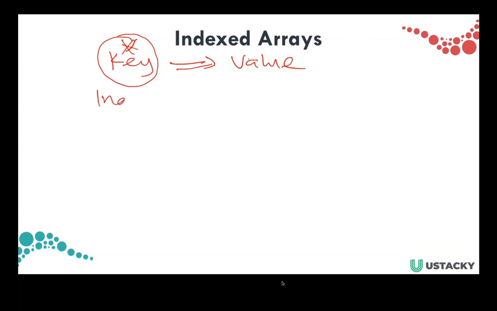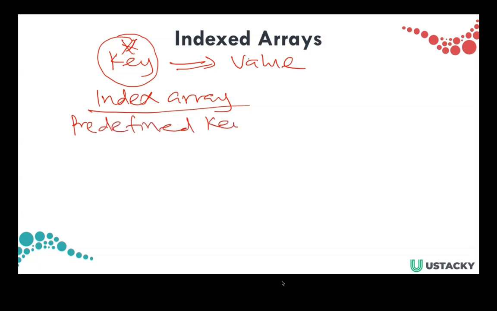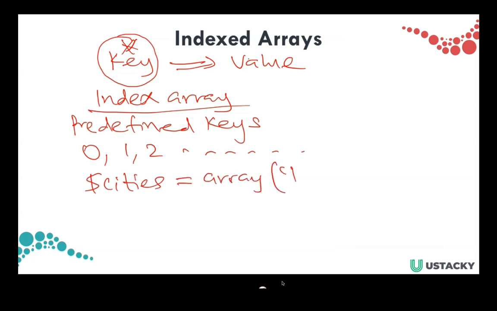In an index array, we have predefined keys. And the keys start from 0, 1, 2, and it continues. It depends on the length of the array. For example, in our case, we have $cities to be an array of Ikeja.